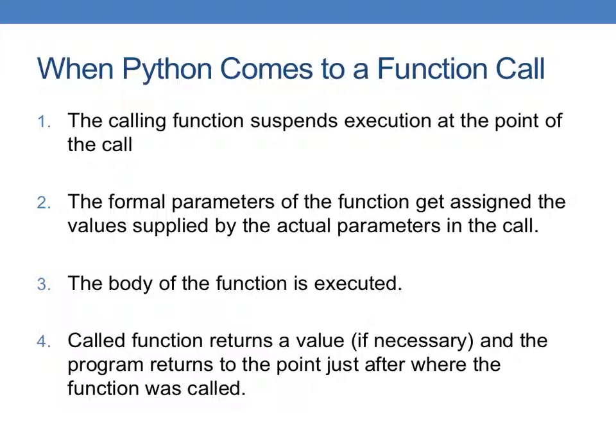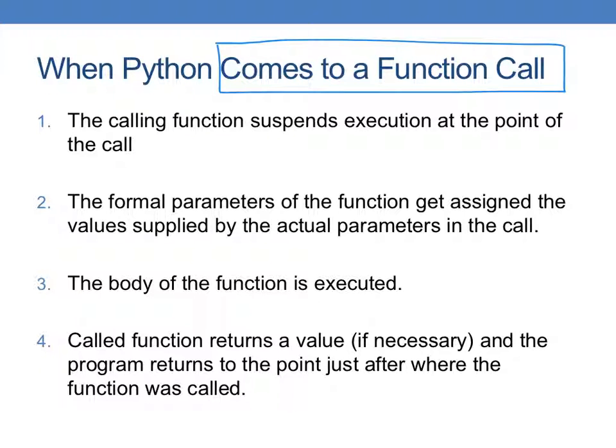So a couple of key things to remember from this lesson before we trace through code and write an actual program is that when Python comes to a function call, now that we've dealt with functions a number of times, the calling function, which in our case is mostly the main, suspends execution. So it's going along, it gets to a function call. It stops. And then what happens is that the formal parameters of that function get assigned the values supplied by the actual parameters.